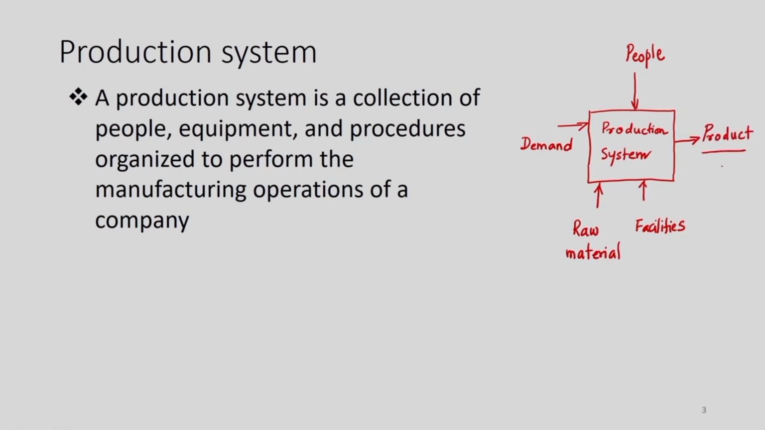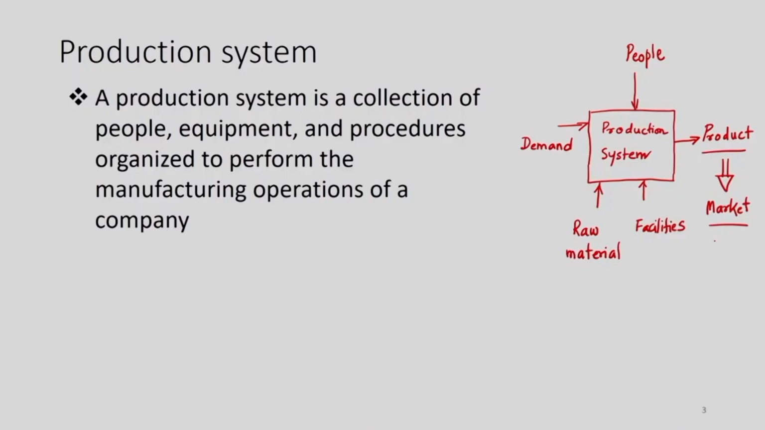The product will go into the market, the customer will use this product and they will give feedback to the enterprise or the company, and based on that feedback again we can change the input to the production system, that is the demand. So, demand may be in terms of the number of quantities to be produced, or the quality of the product, or the various features which are required in the product.